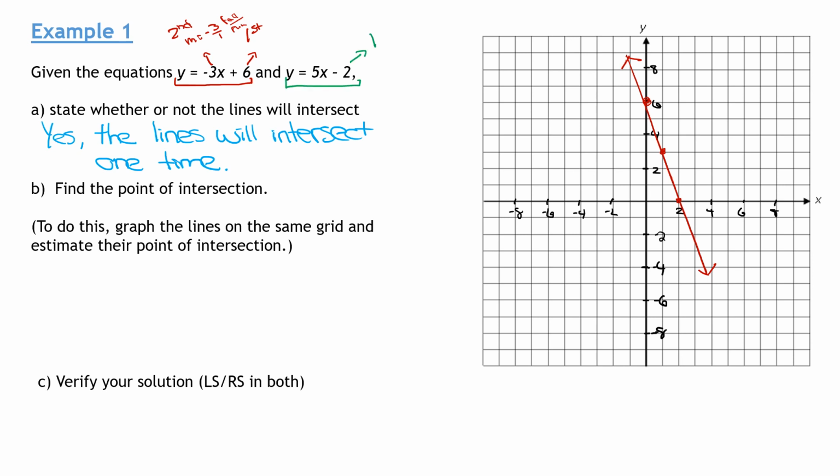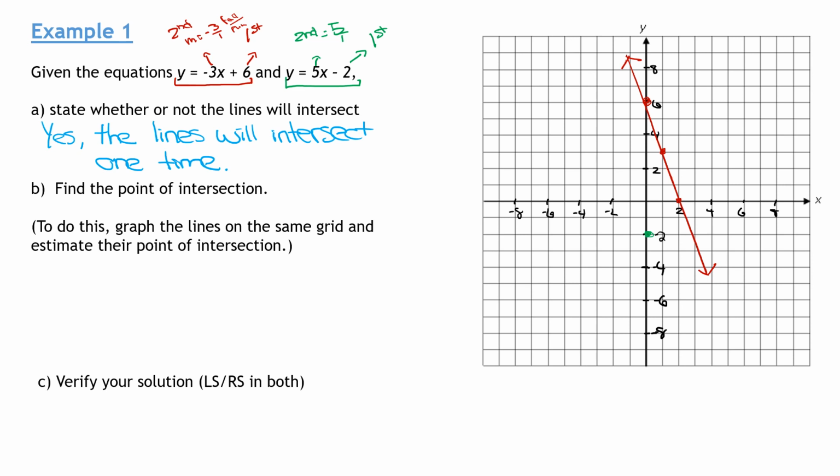So the first thing always is to place the y-intercept. So I go down to -2. There's my y-intercept at -2. Then I have a slope of 5, and that's what I do second. My slope is 5. So that's really 5/1.